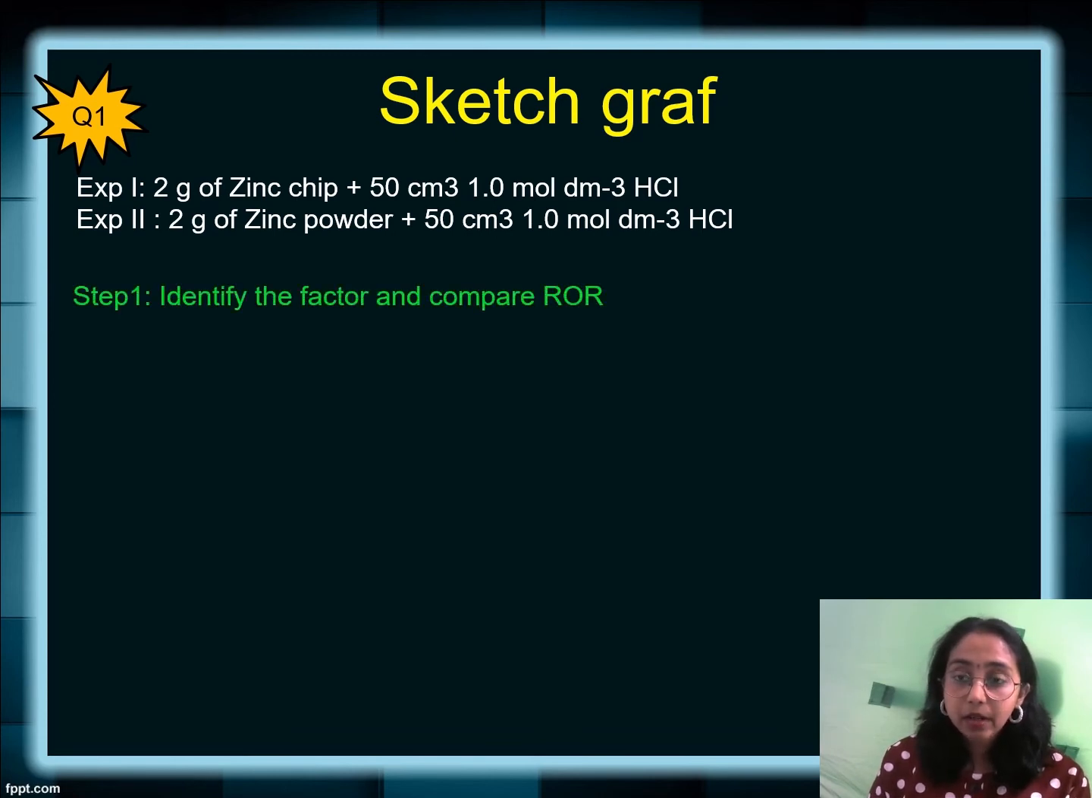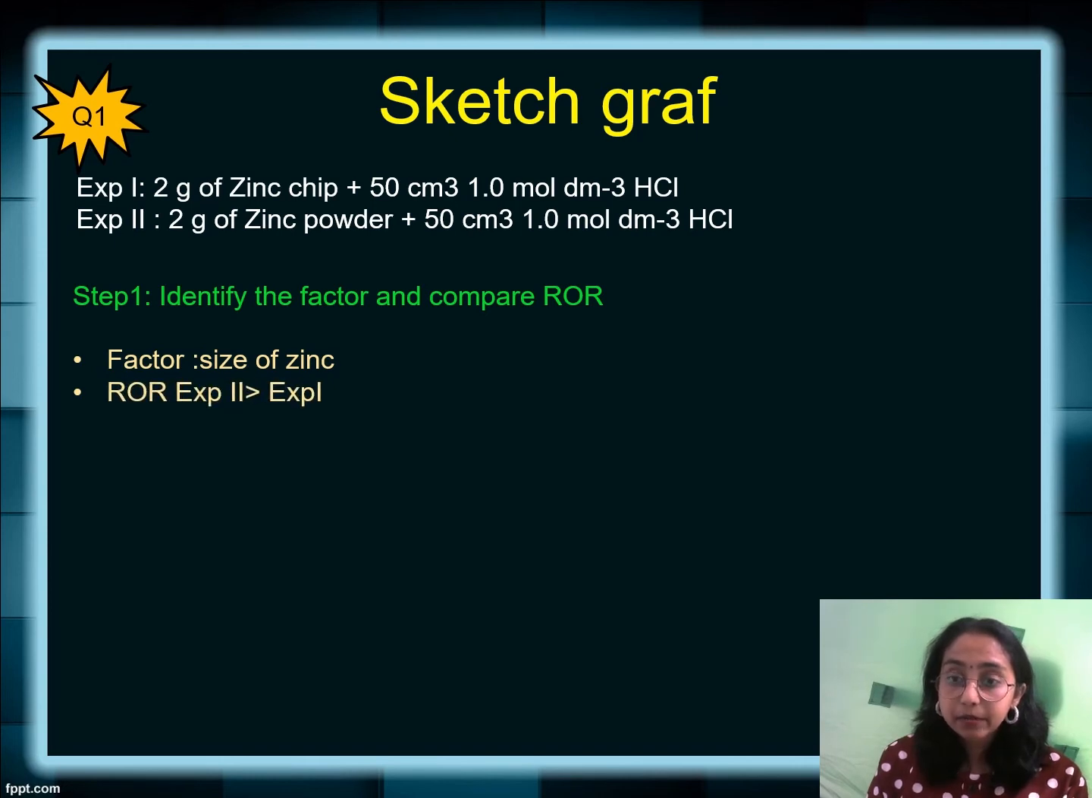So first thing, what I will recommend you to do is identify the factor and compare the rate of reactions. So the factor you already determined, the difference is in terms of the size of zinc. So from that, draw the conclusion for the rate of reaction. Because experiment 2 uses powder and you relate to your concept, the smaller the size, the higher the rate of reaction. Hence, experiment 2 rate of reaction is higher than experiment 1.